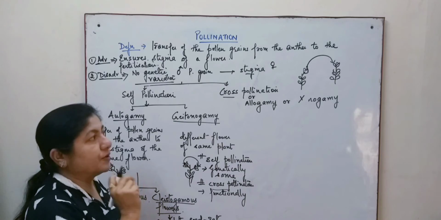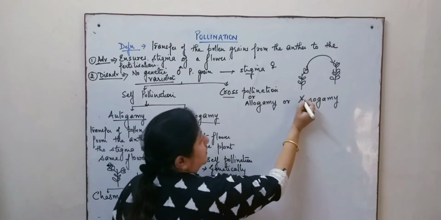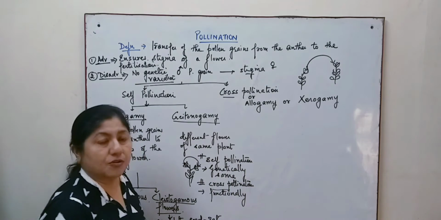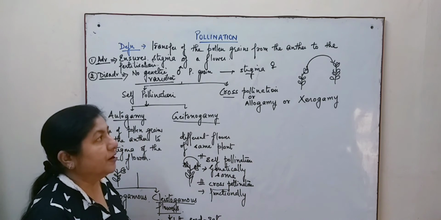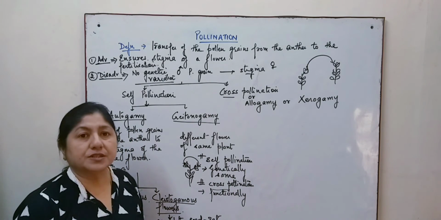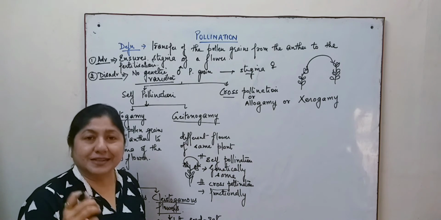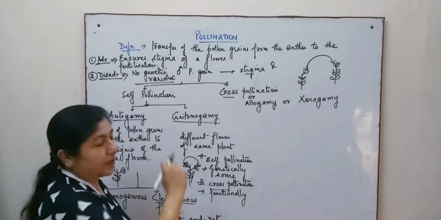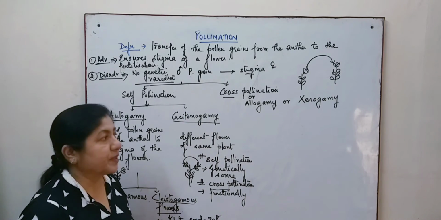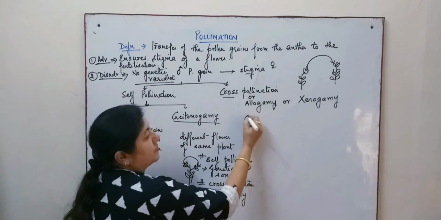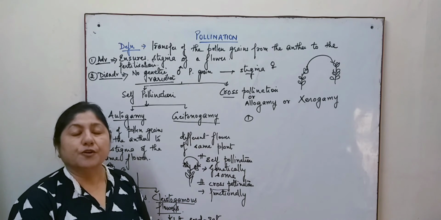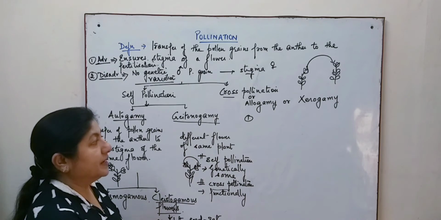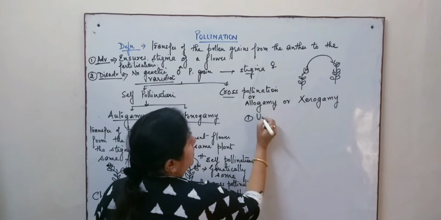So that is what is known as xenogamy. This is what is known as xenogamy, or we have also called it allogamy. Now we require certain specific conditions to bring about allogamy or xenogamy. First condition, which is very important for cross-pollination to take place, is that the flowers should be unisexual.